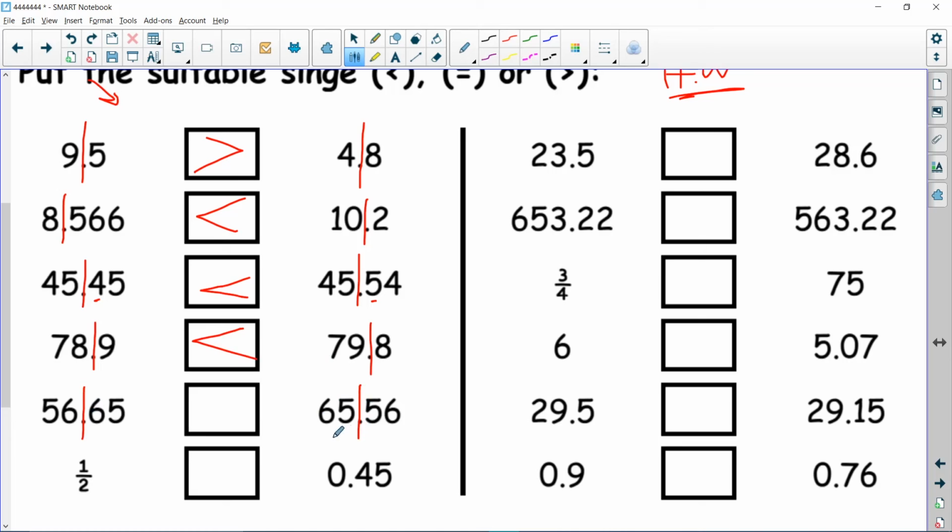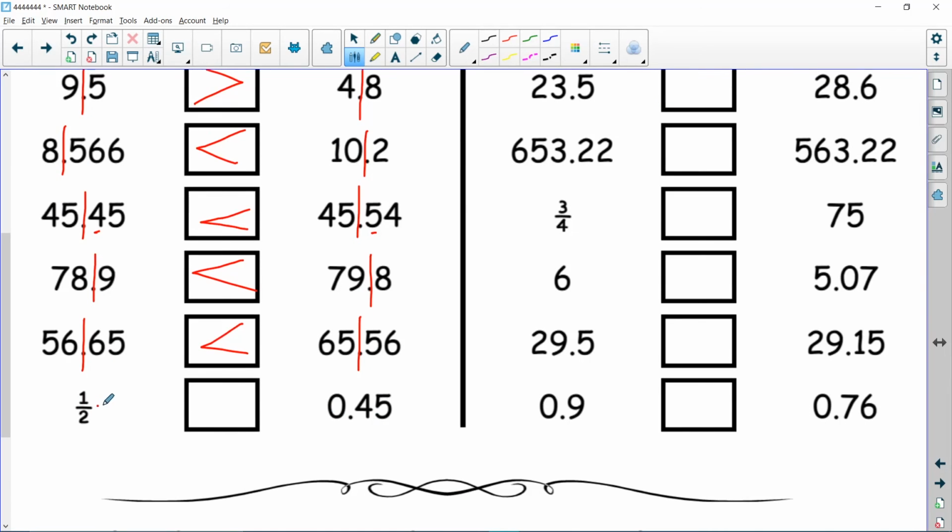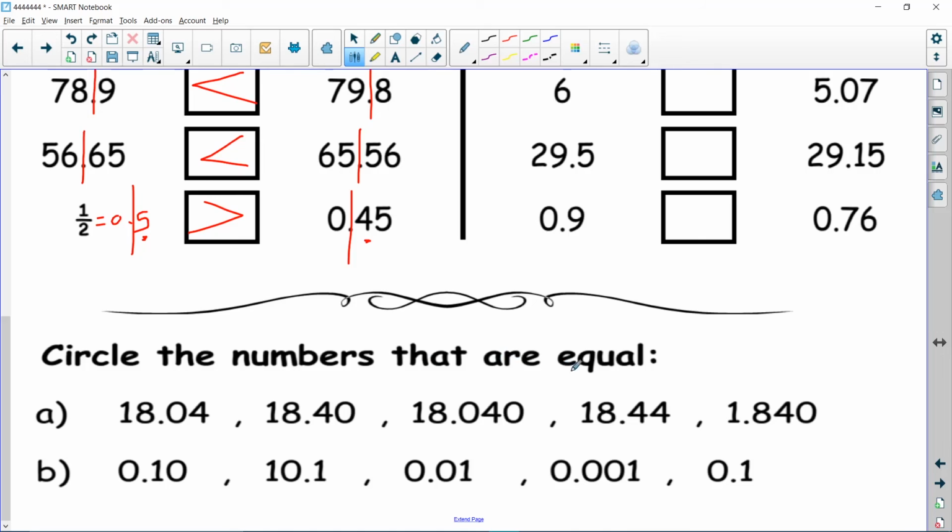Cut from the decimal point. 56, 65. Who is the greater? 65. Half equal 0.5. Cut from the decimal point. 0 and 0. Then I will look on the first digit on the right. 5. And here 4. Who is the greater? 5 or 4? 5.